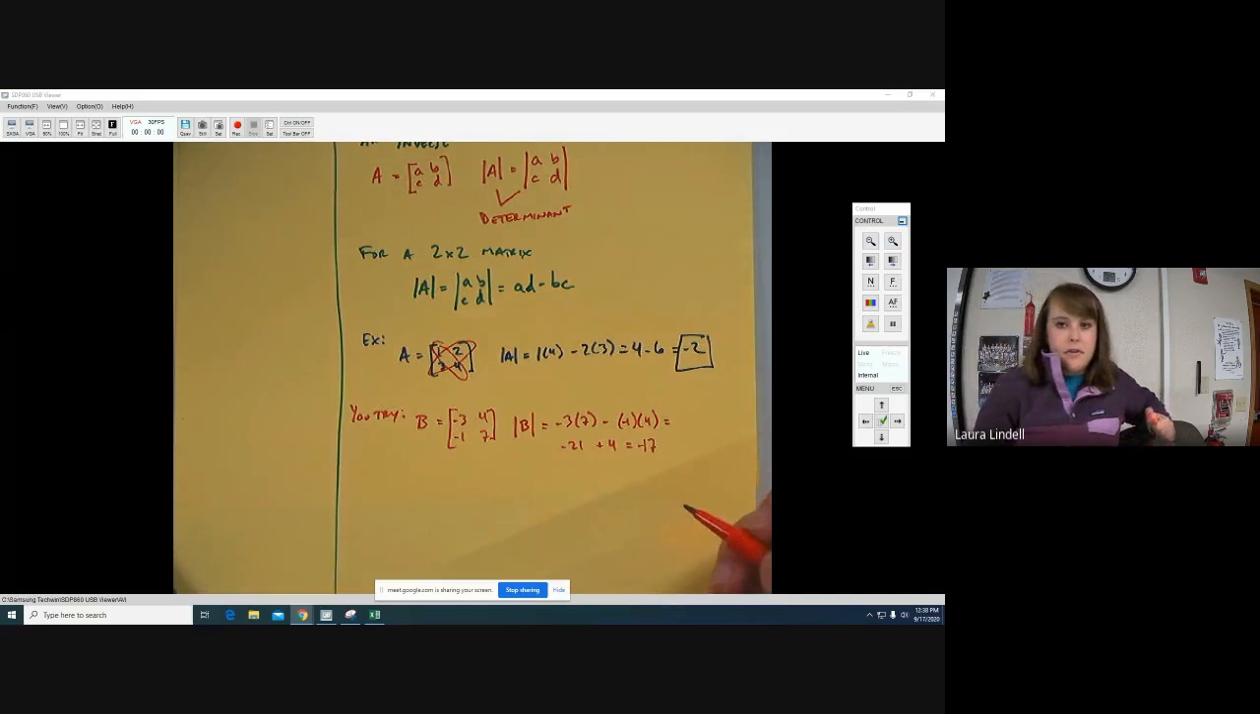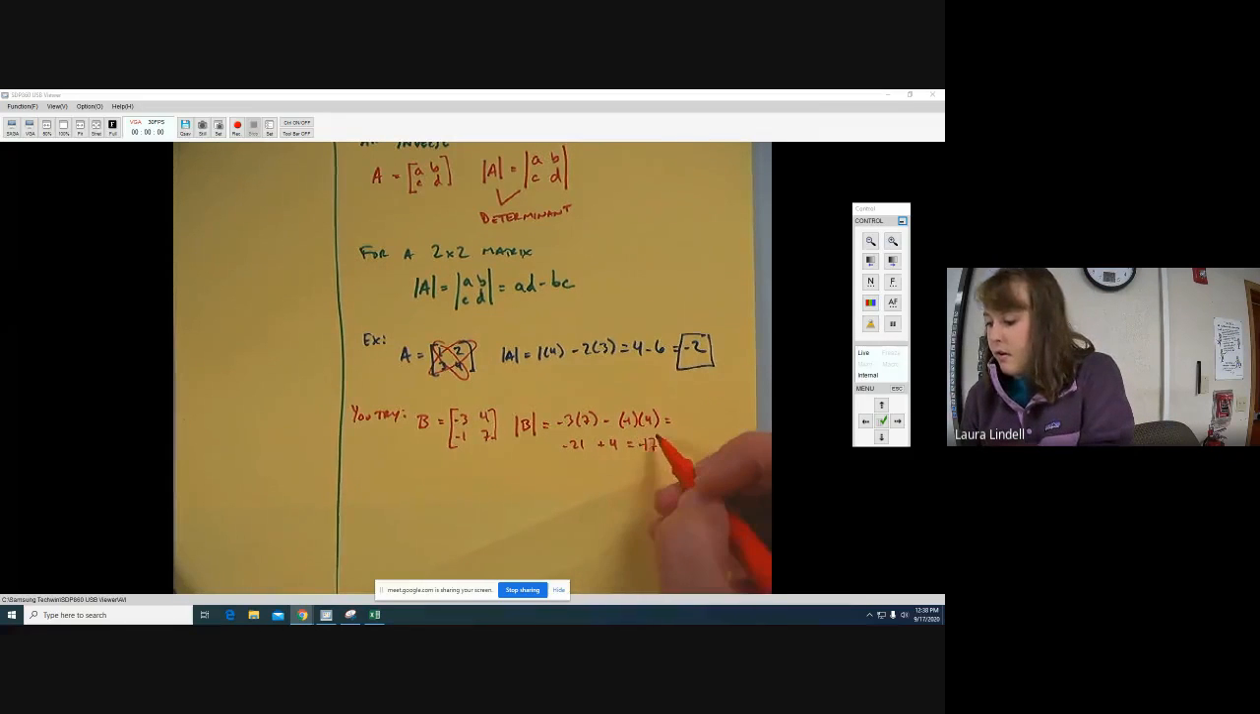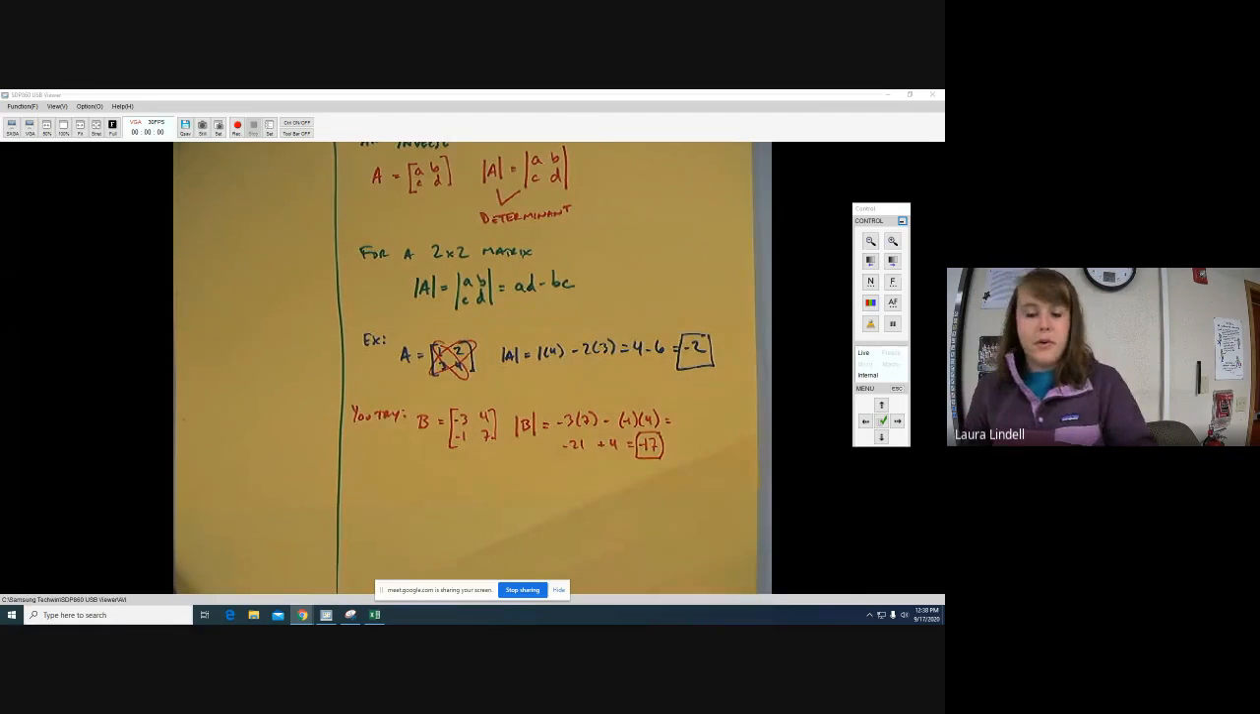All right, looks like most of us have it. If you got -17, you are correct. So just be careful with your negatives and everything, and then we should be good. Okay, so that's finding the determinant of a 2x2.